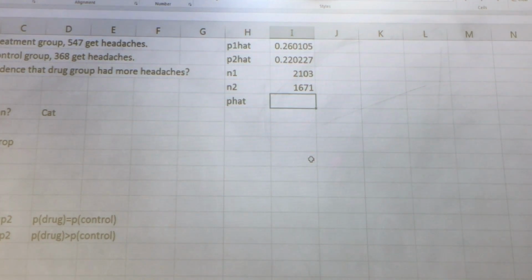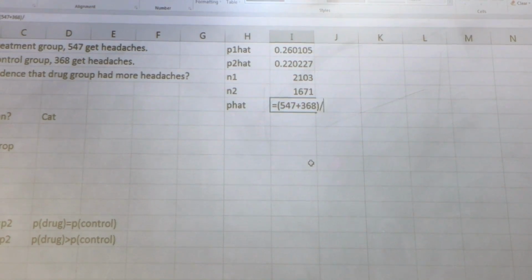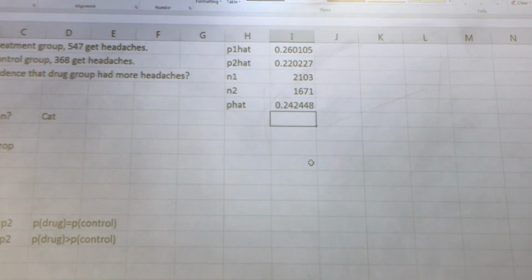What's my P hat? I'm going to add up all the headaches. I had 547 plus 368. I'm going to divide that by 2103 plus 1671. That's what we refer to as the pooled estimate.